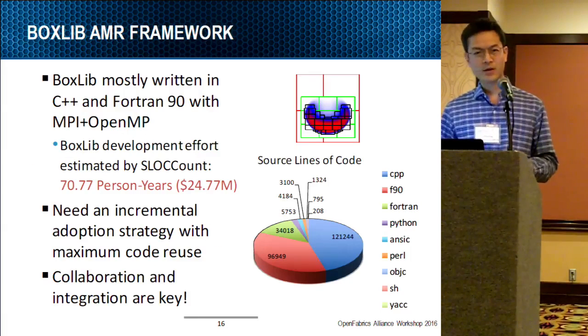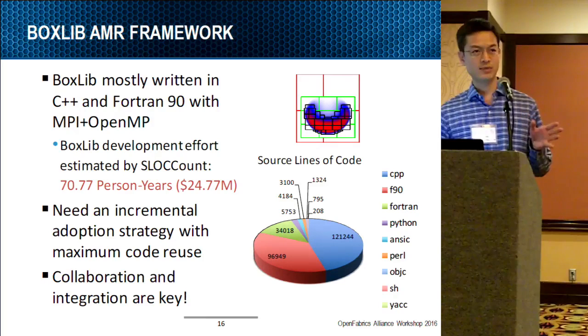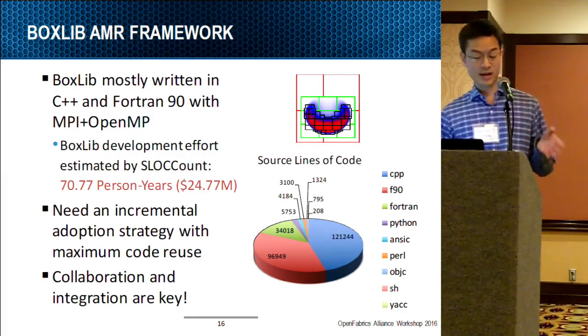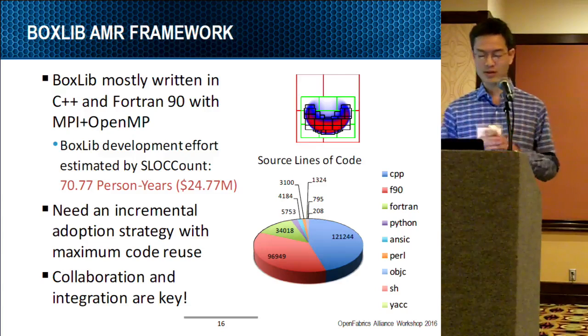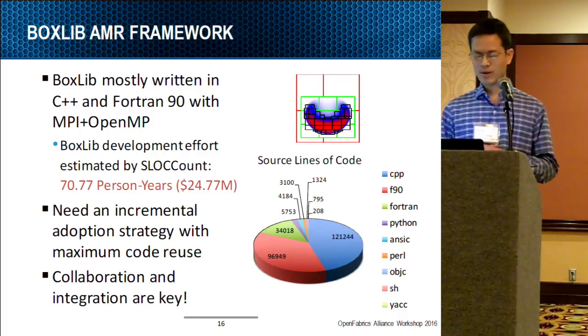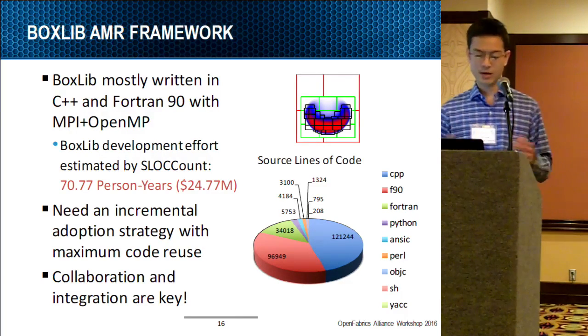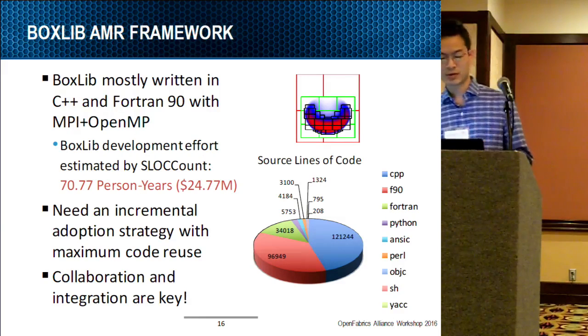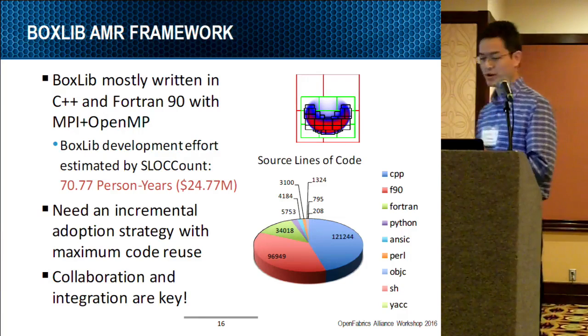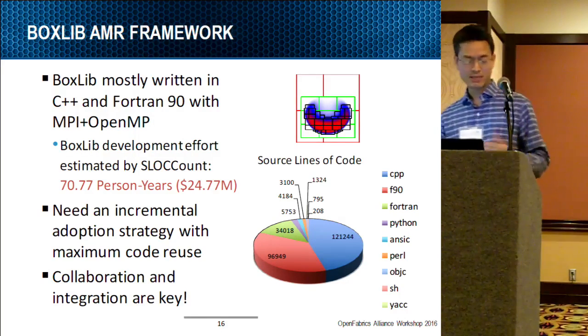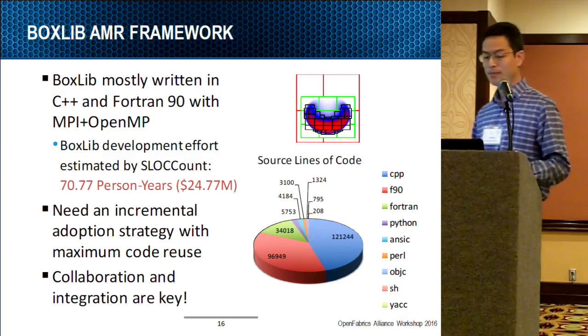So the specific code that we are looking at is called BoxLib. It's a production software developed by LBNL, by application scientists. It's an AMR framework, which means that applications can be written on top of BoxLib. Typical applications include seismic modeling, combustion, astrophysics, and so on and so forth. It's representative of some of the DOE problems that we're trying to solve. It's written in C++ and Fortran 90 using MPI and OpenMP.